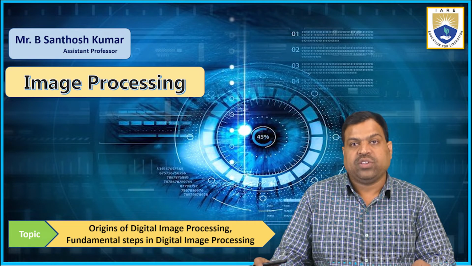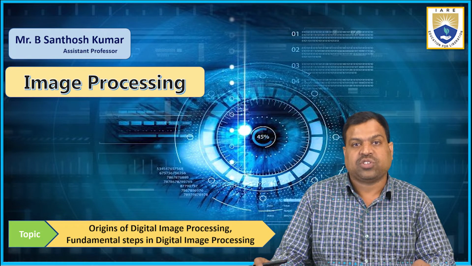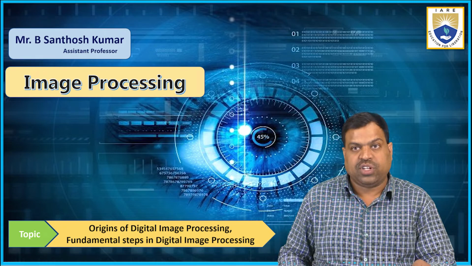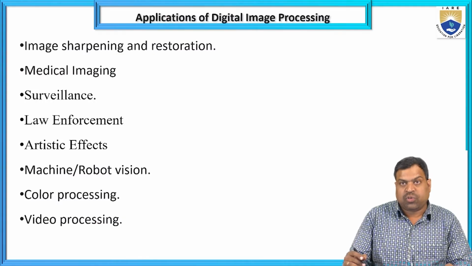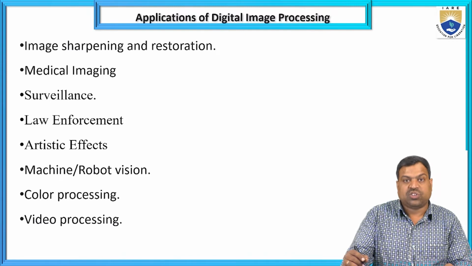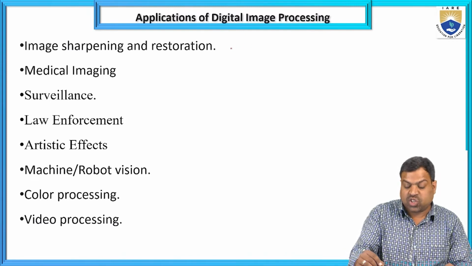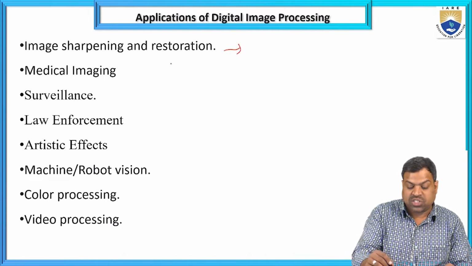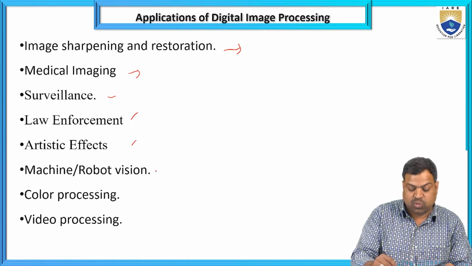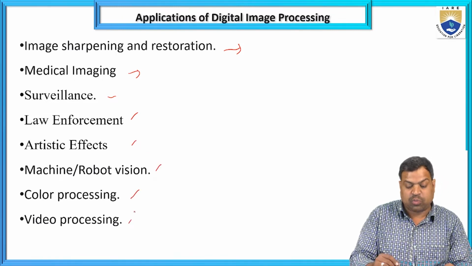Today, my topic is Origins of Digital Image Processing and Fundamental Steps in Digital Image Processing. So, first we have to go for Origins of Digital Image Processing. But before going to the origins, what are the applications? The applications of digital image processing are image sharpening and image restoring, medical imaging, surveillance, law enforcement, artistic effects, machine and robot vision, color processing, and video processing.